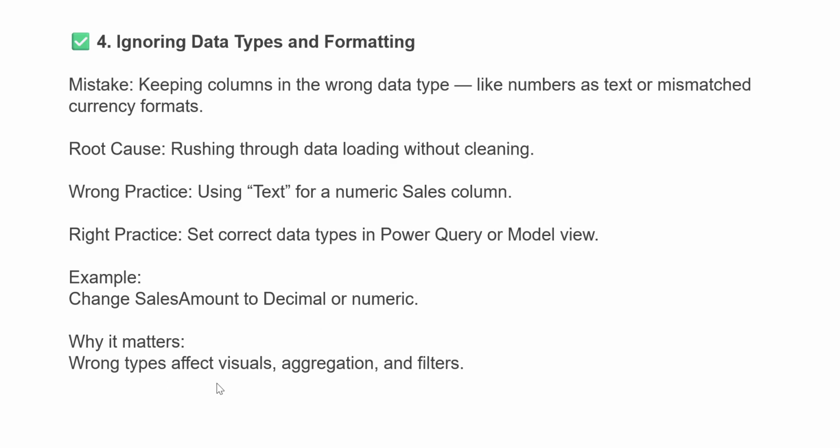Why it matters? Wrong types affect visuals, aggregations and filters. Suppose we have to use a number column in the table as text, then it will not give the accurate result. So that is the fourth point. Moving to the next, the fifth.